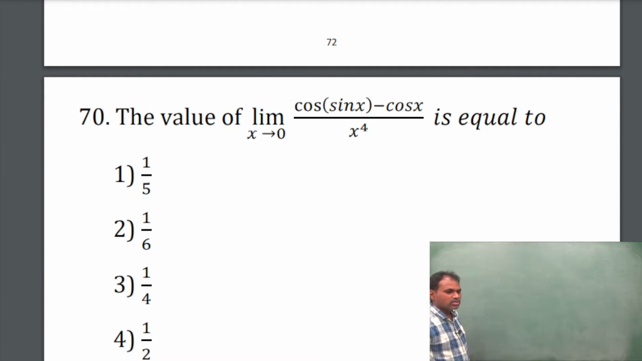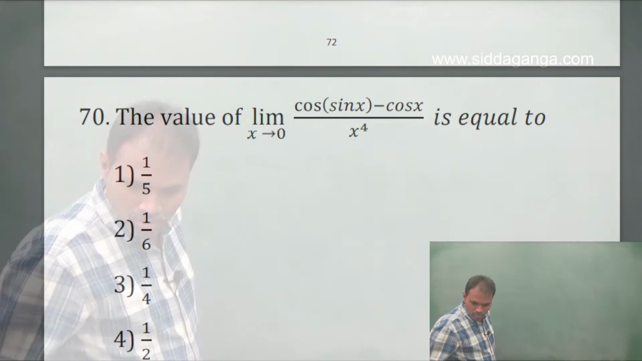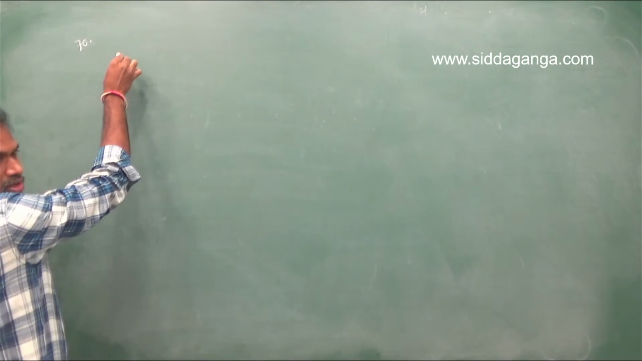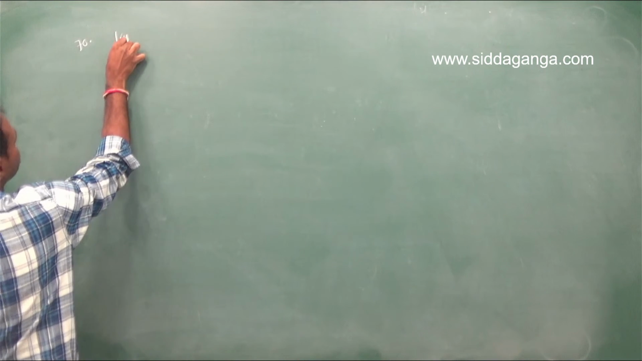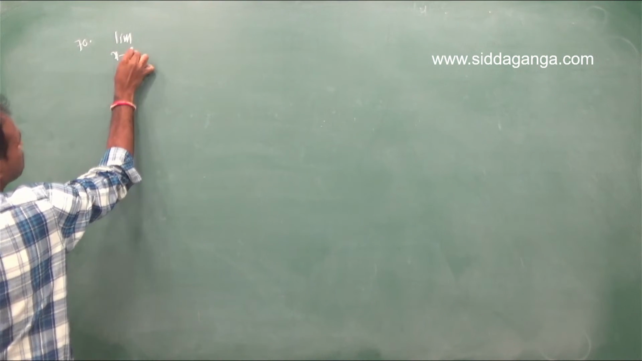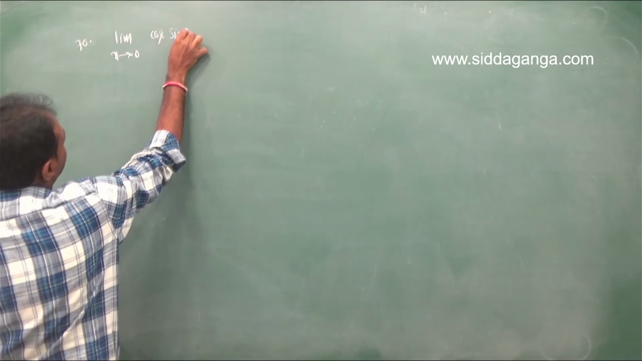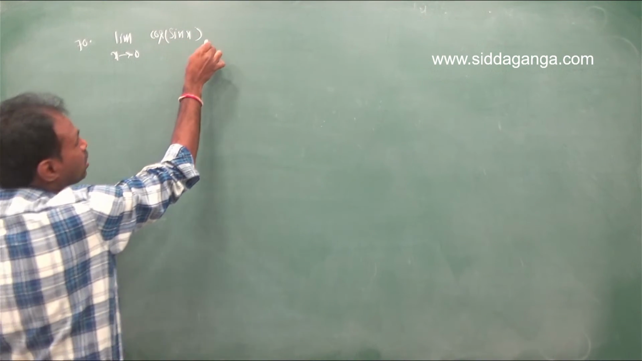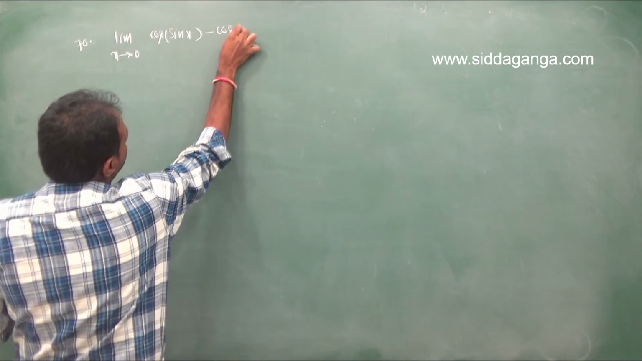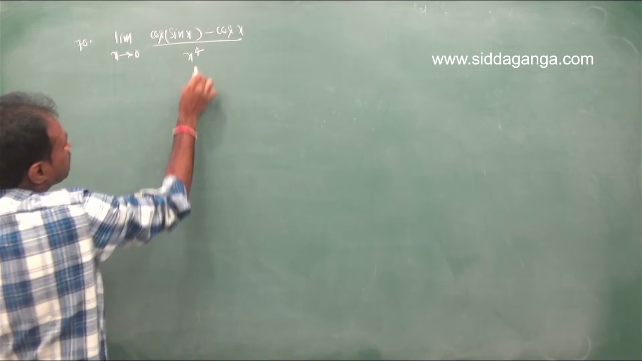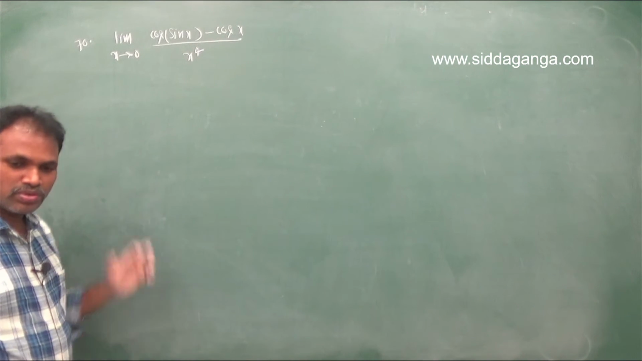Next problem. The value of limit x tends to 0, (cos of sin x minus cos x) by x power 4 is equal to. Now, limit x tends to 0, cos of sin x minus cos x divided by x power 4.